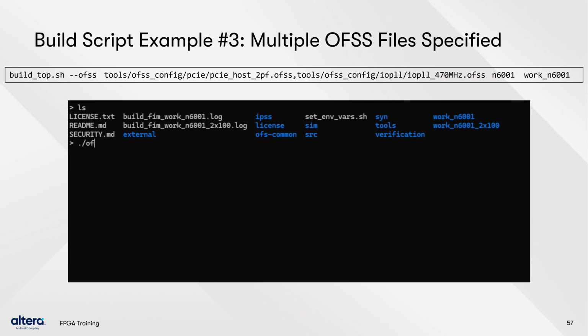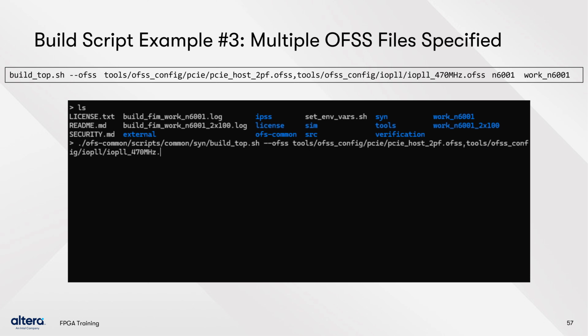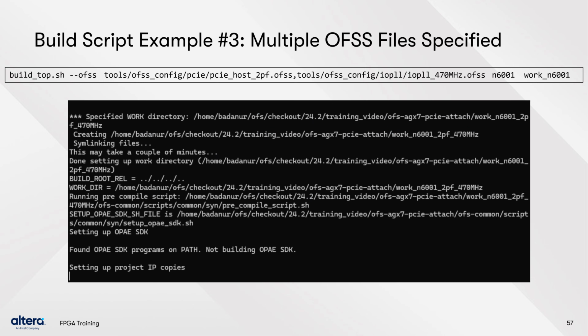Back in the OFS root directory of the cloned repository, I will run the build script. Again, I use --OFSS, this time followed by the paths to the settings files I want to use separated by commas. In this example, those are the PCIe host 2PF OFSS file and the IOPLL 470 MHz OFSS file. These will override the default PCIe and IOPLL settings. I then specify the target as N6001 and give a work directory name. Executing this command will run the build script.